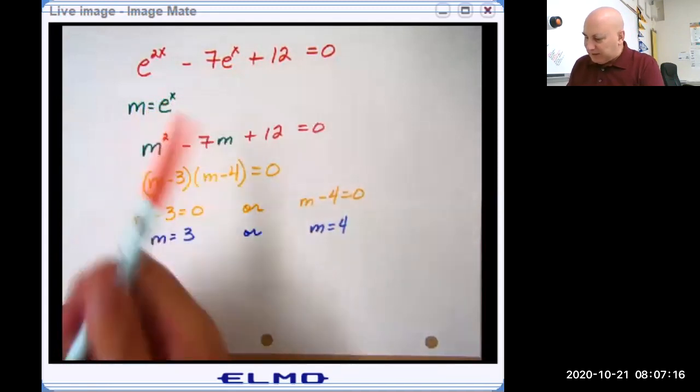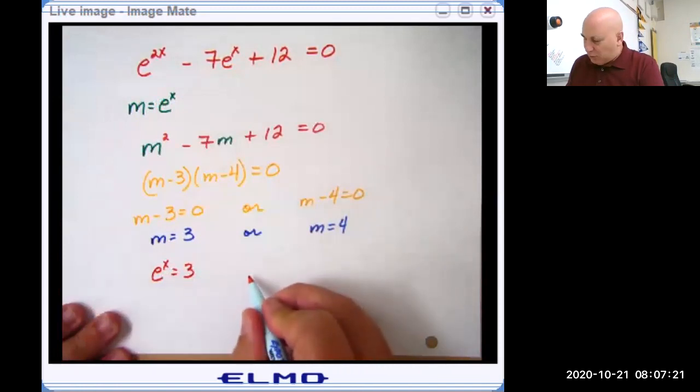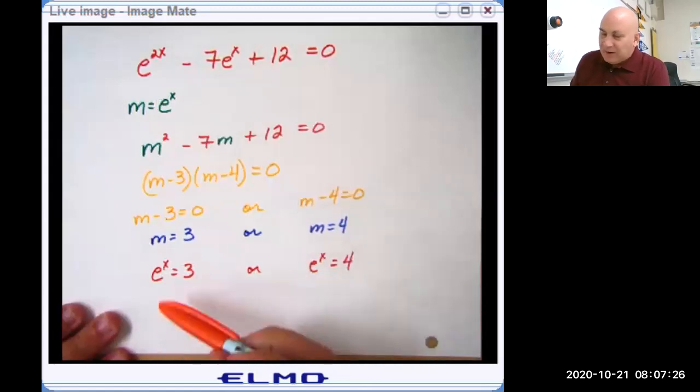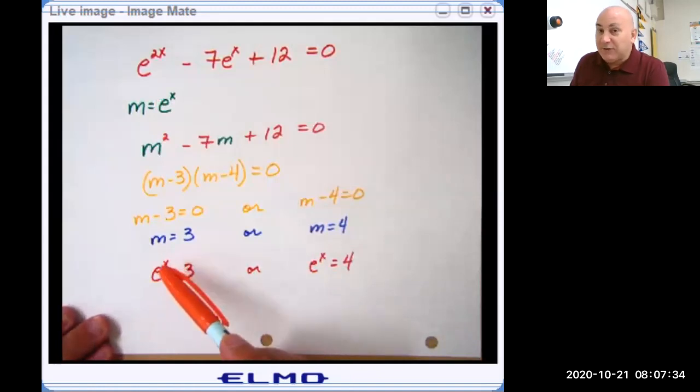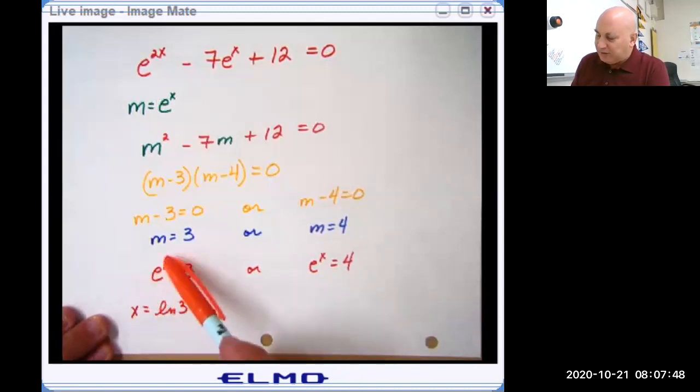If m equals 3 and m equals e to the x, then e to the x equals 3 or e to the x equals 4. Again, answer to yourself, how do we get this x out of the exponent? I'll give you a hint. X is the exponent of e that gives you 3. So x is the ln of 3. You take the natural log of both sides. On this side, you'd be left with x. Here, you get natural log of 3.